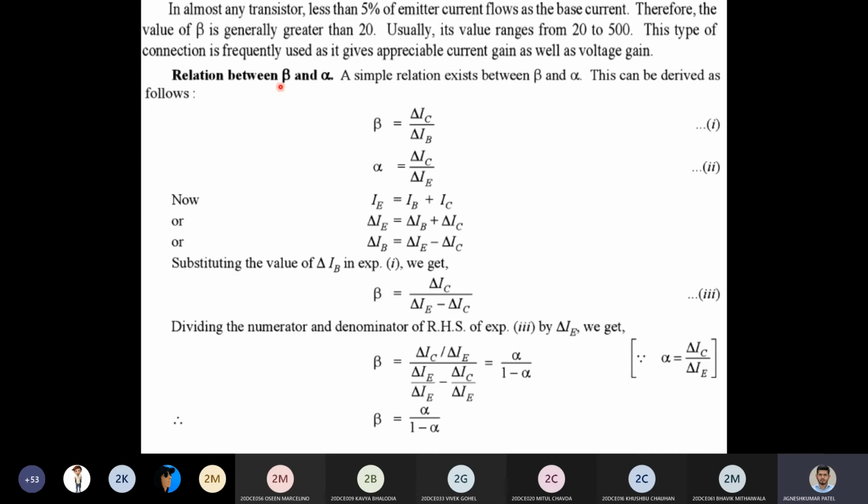So, the relation between beta and alpha. Now we are going to derive this relation. Beta is equal to IC by IB. We know alpha is equal to IC by IE. Now IE is equal to IB plus IC. That's the third relation that we know from the very first slide.